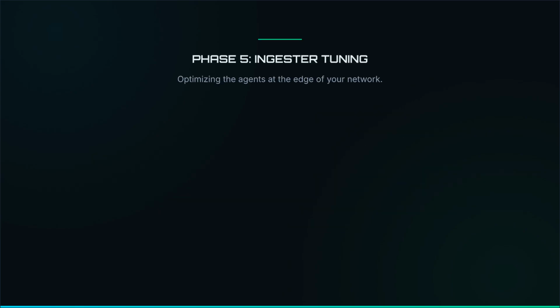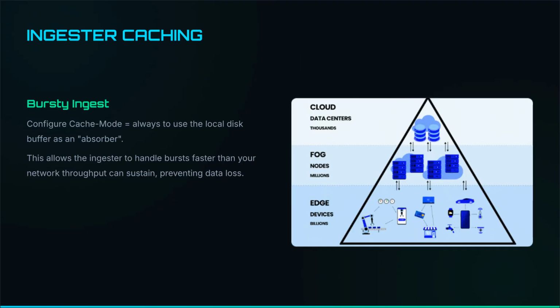Phase 5 focuses on ingester tuning, optimizing the agents at the edge of your network. To handle bursty ingest, configure cache mode equals always. This uses the local disk buffer as an absorber, preventing data loss when bursts exceed network throughput.